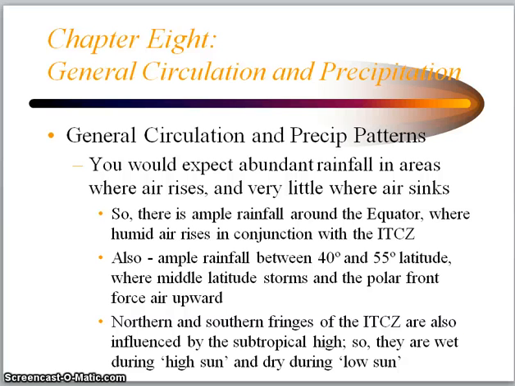Also, there is ample rainfall between 40 degrees and 55 degrees latitude along coastlines either side, north or south latitude, at those latitudes, where mid-latitude storms in the polar front force air to rise. The northern and southern fringes of the intertropical convergence zone are also influenced by the subtropical high, so they tend to be wet during high sun or summer and dry during low sun or winter.